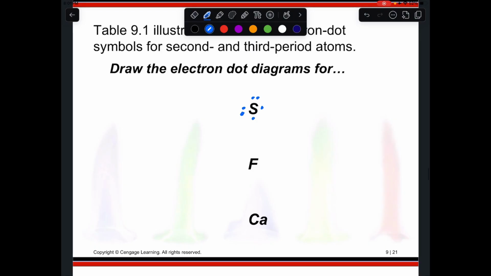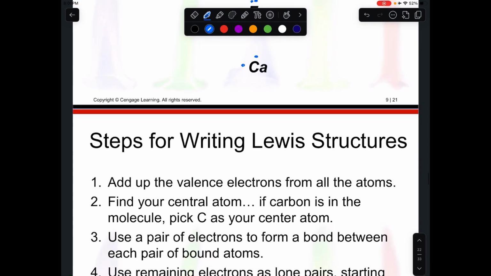Let's do another one. We have fluorine. Fluorine's in group 17. It has 7 valence electrons. So again, we're going to put 1 on each side first. 1, 2, 3, 4, 5, 6, 7. So you can see that it has 7 valence electrons. Calcium is only 2, so we're just going to put 2. Again, it doesn't matter if you put top, bottom, side, side, as long as they're not together unless they need to be doubled up.